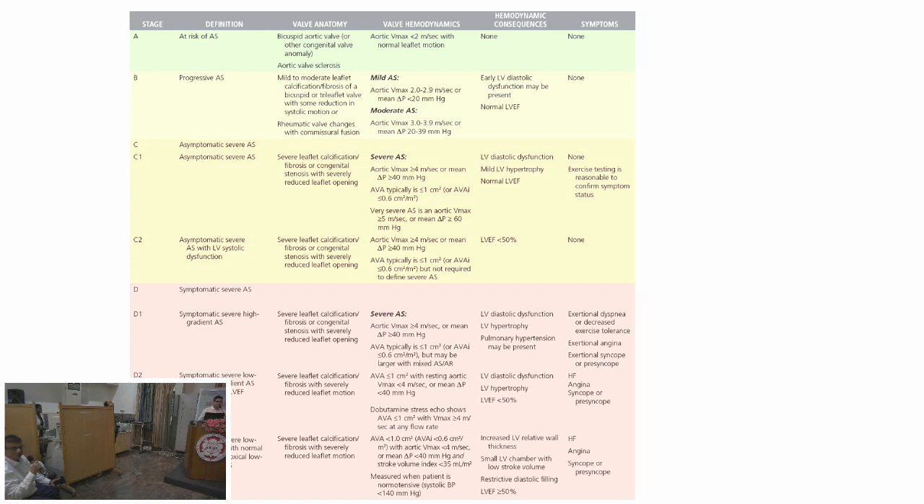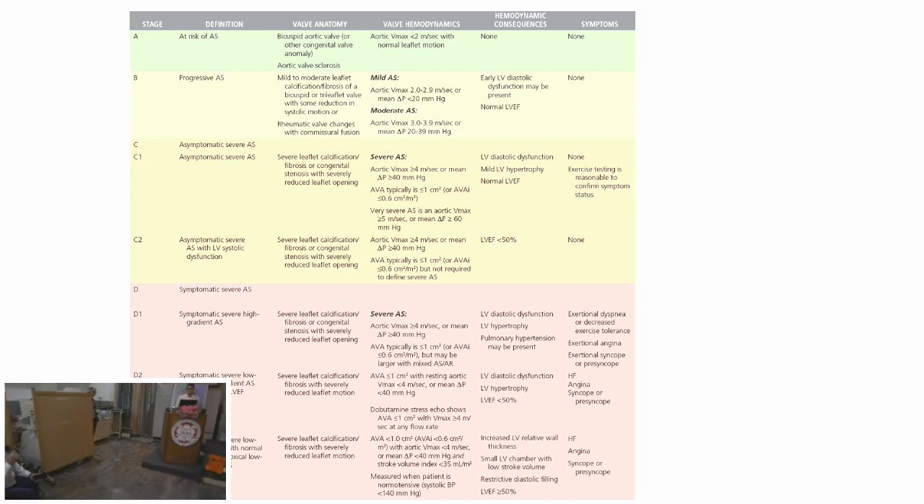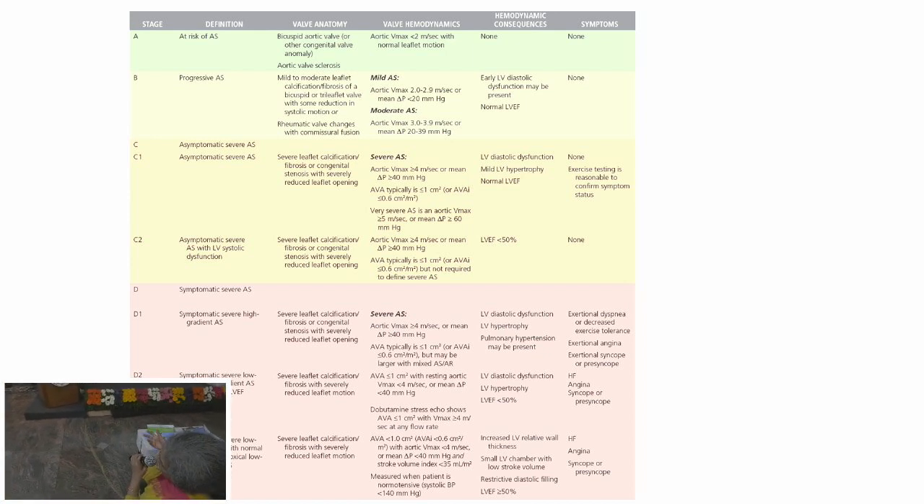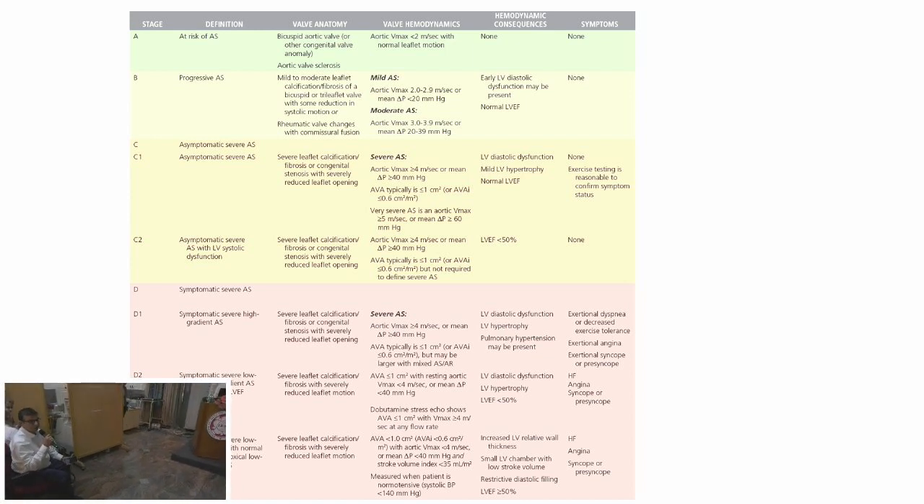Same way, the mean gradient of 35 in the presence of severe LV dysfunction with an EF of 25% is significant. It's not really low flow, low gradient. It is a significant gradient in the presence of severe LV dysfunction. It's underestimated. Underestimated, yes.